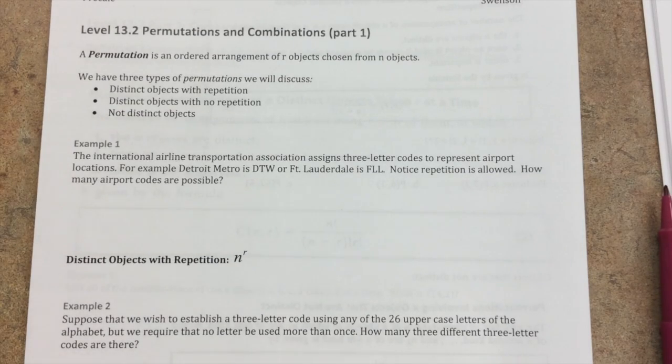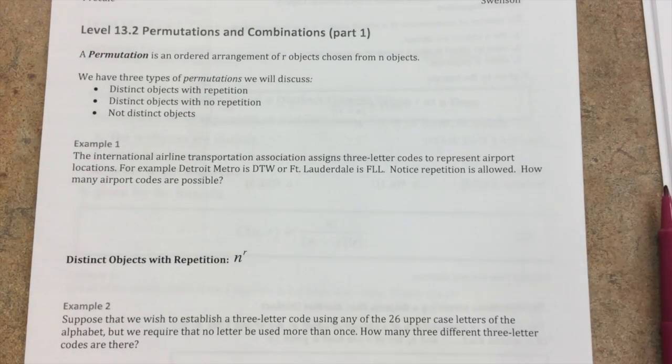So level 13.2, we are going to talk about permutations and combinations. The distinction that we are going to be working with is if order matters or if order doesn't matter, if things are distinct or non-distinct, if you can tell two things apart, and also if repetition is allowed or no repetition is allowed.